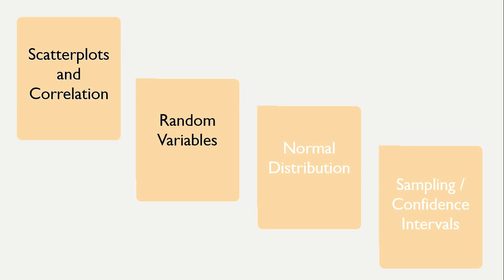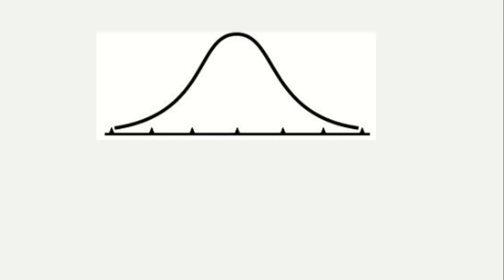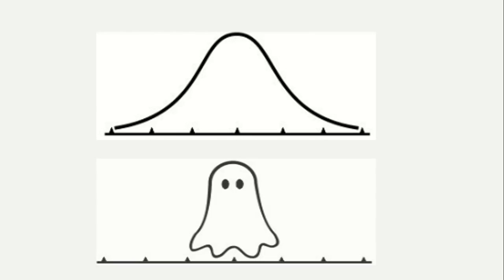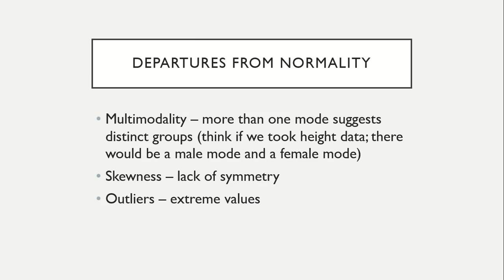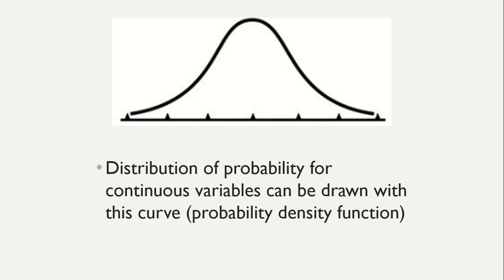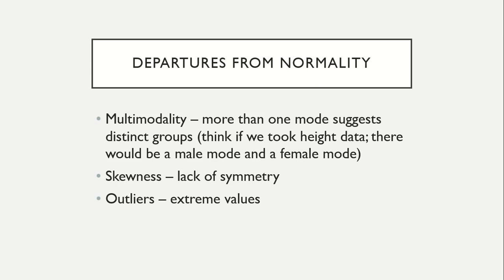Next, let's go into the normal distribution. So we've talked about this plot, the normal distribution plot, quite a lot, but you also need to know the paranormal distribution. You don't actually, that's not on the test. This plot is the distribution of probability for continuous variables, and it can be drawn with this curve, also called the probability density function. However, there are a few departures from normality for which you cannot use this graph. Those departures are multimodality, skewness, and outliers.